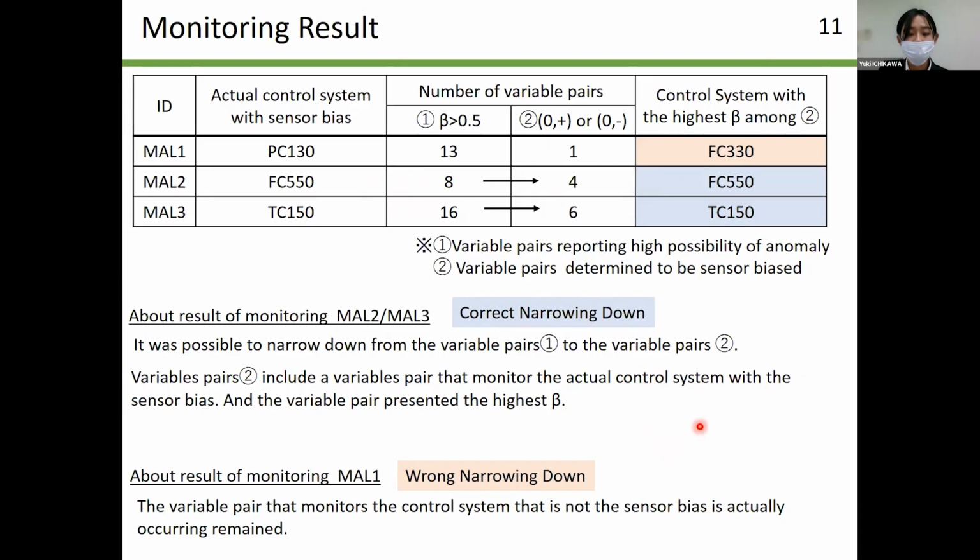In the monitoring of malfunction 1, the remaining variable pairs were monitoring control systems that were not actually sensor biased. It means wrong narrowing down was done for malfunction 1.